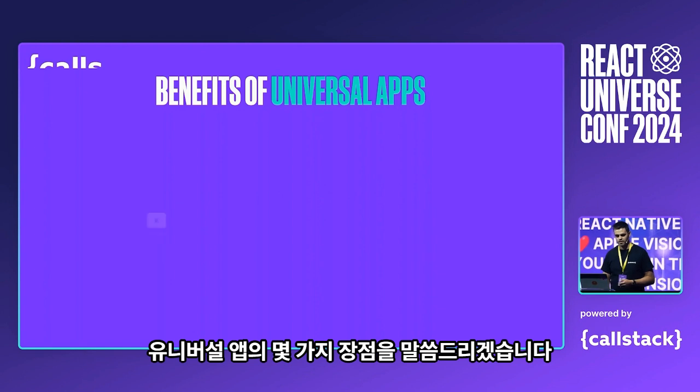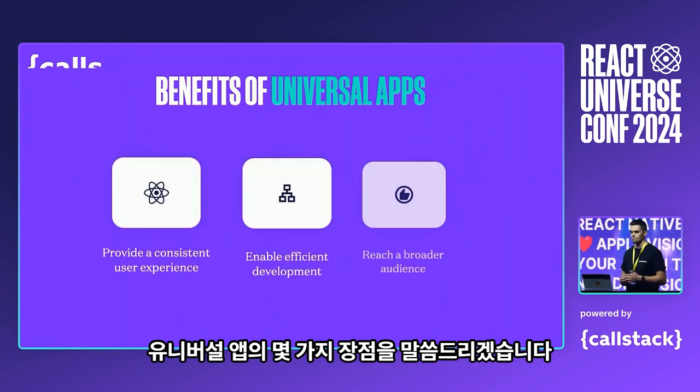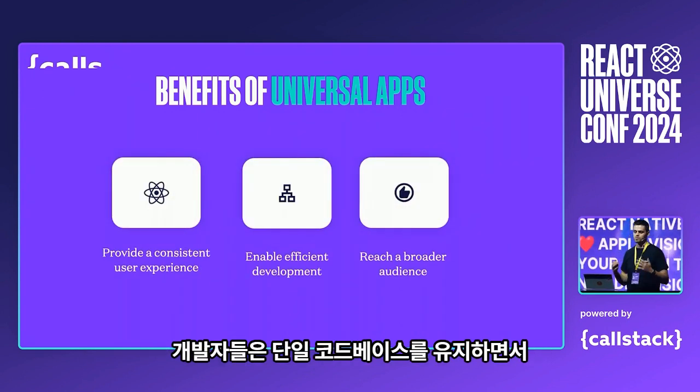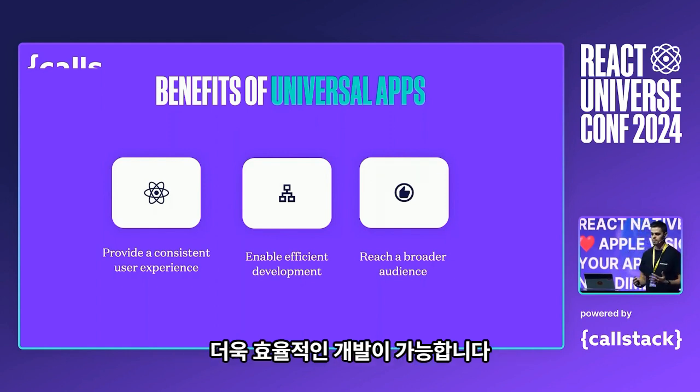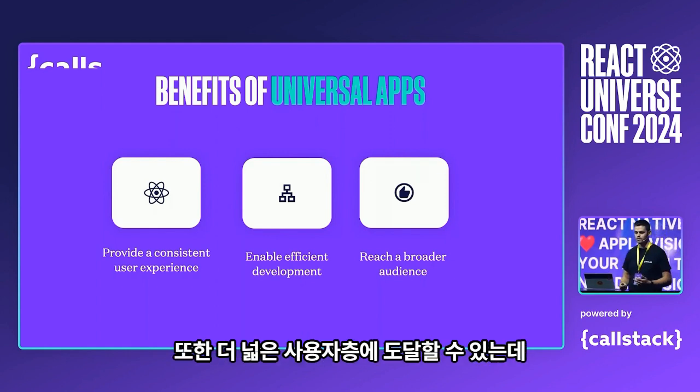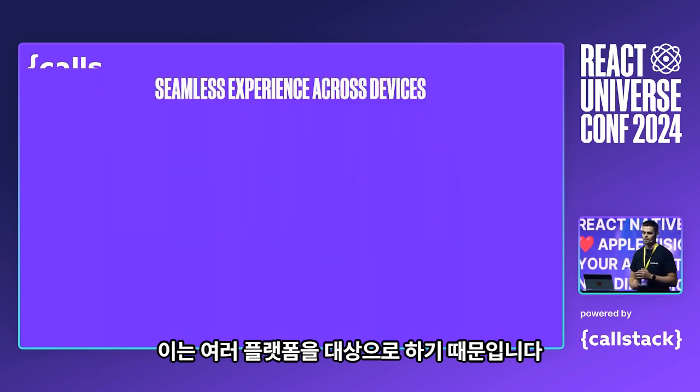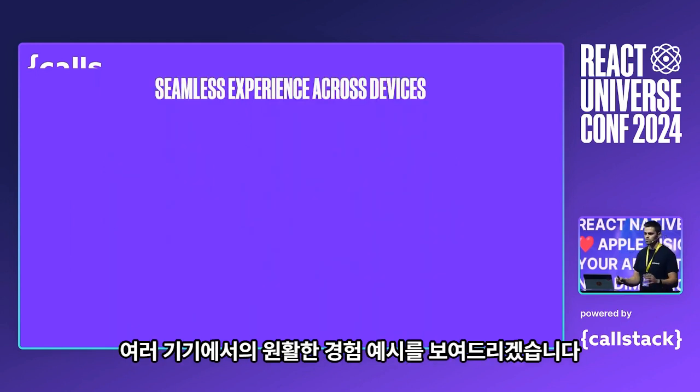So here are a few benefits of universal apps. We can provide a familiar experience across devices. Developers can maintain a single code base, making development more efficient, and we can reach a broader audience thanks to targeting multiple platforms. So here is an example of a seamless experience across devices.